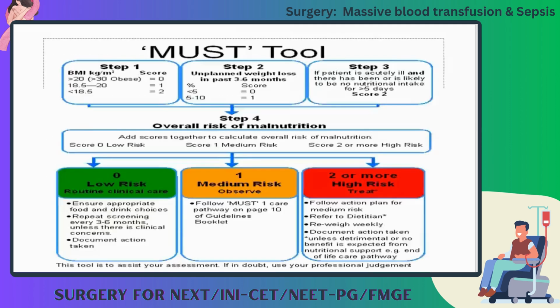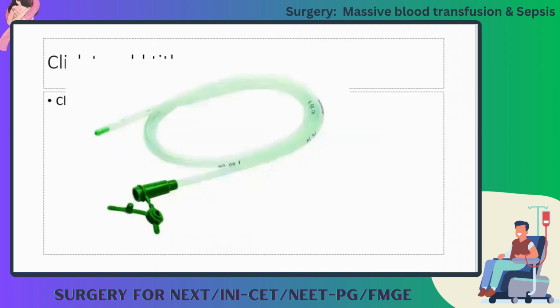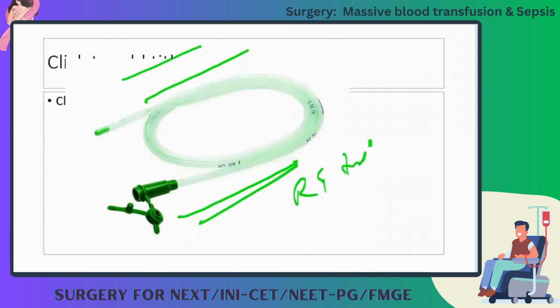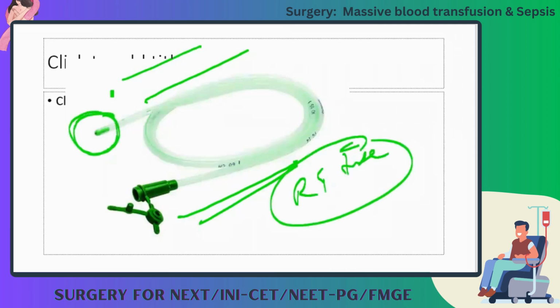This is for assessment of nutrition. So what is this? Are you able to see the screen? It is the feeding tube, known as Ryle's tube. It has a lead marking here, so that when you put it inside as a nasogastric tube or a nasojejunal tube, it will be radio opaque.